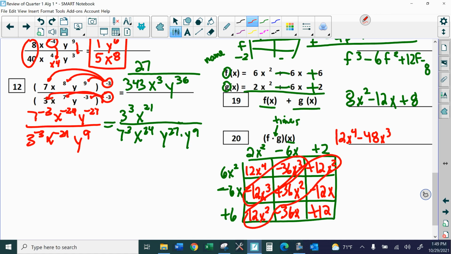12 and 36 is 48, plus 12 is 60, x squared. And then I have negative 48x, and lastly a plus 12.